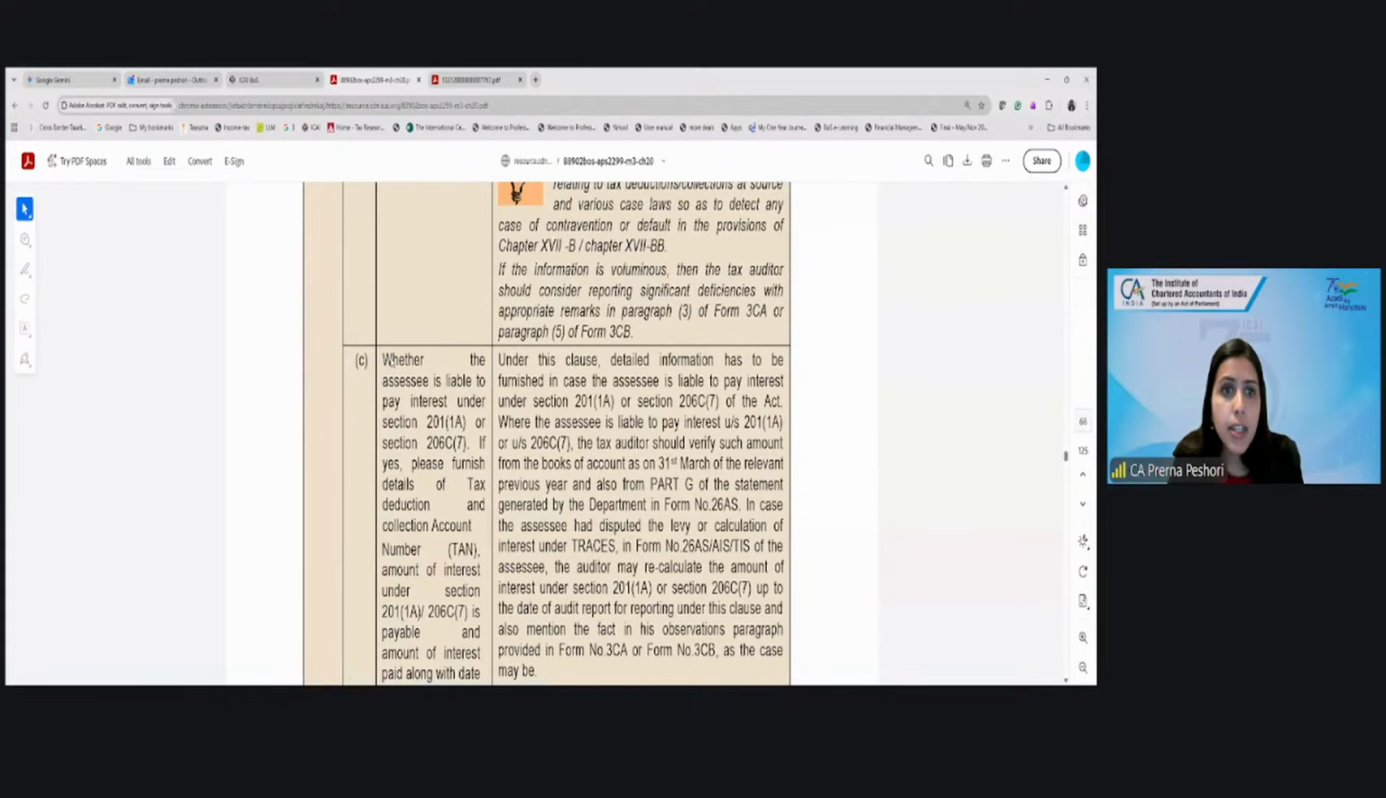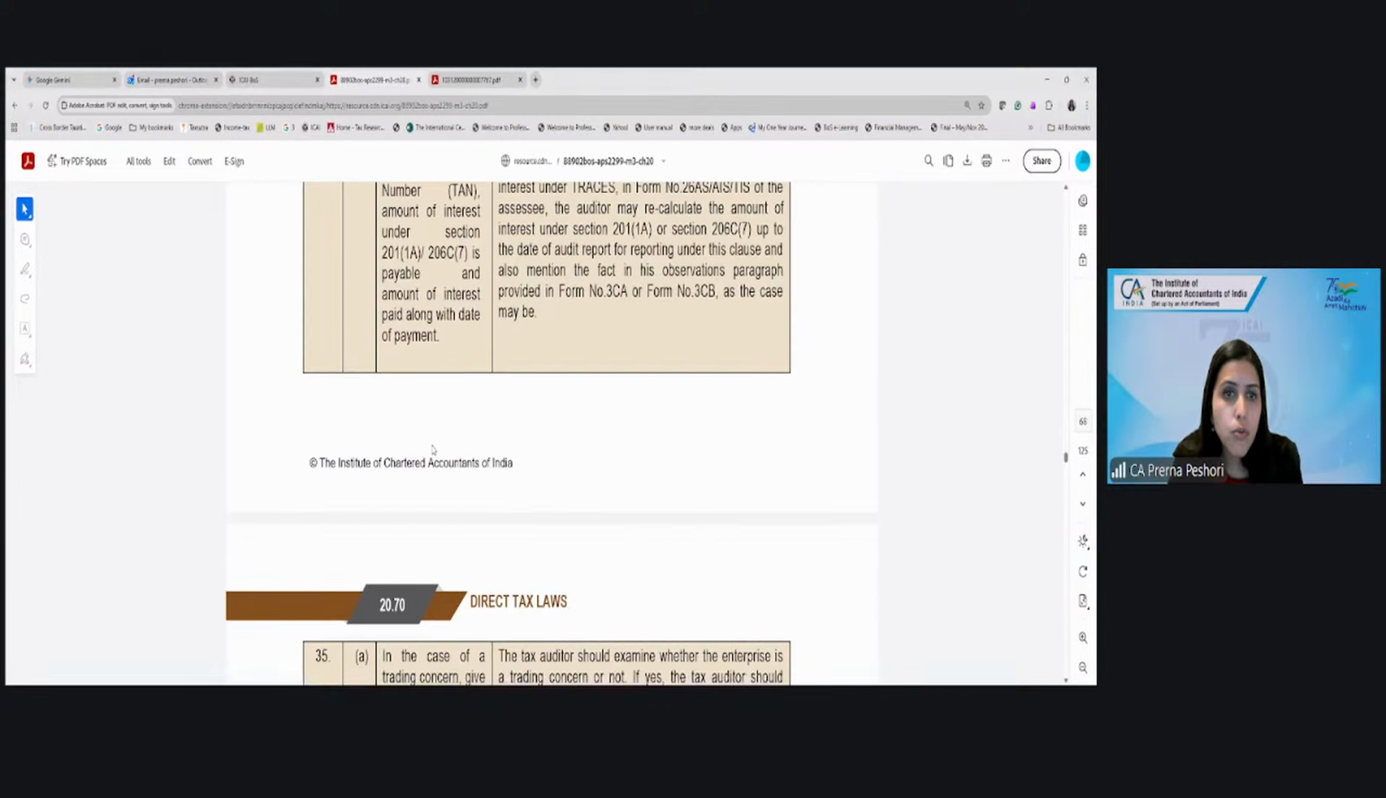Then the clause C is whether the assessee is liable to pay interest under section 201(1A) or 206C(7). If yes, please furnish the TAN and amount of interest. Basically, C concerns any interest on the late payment or short payment of TDS, TDS not deducted, or deducted but not paid, and similarly for TCS.